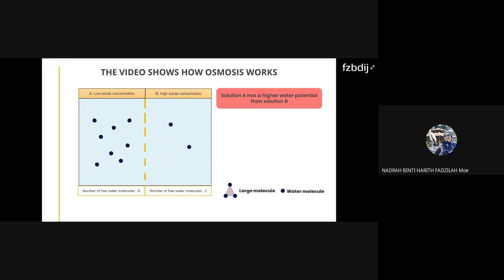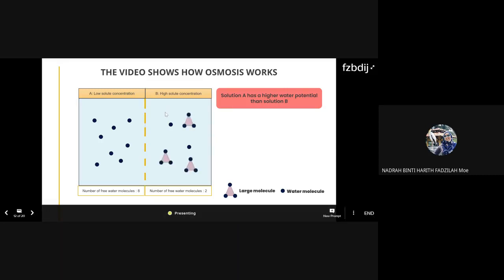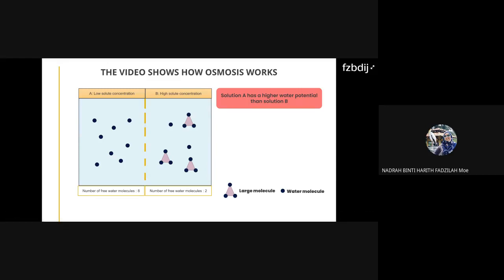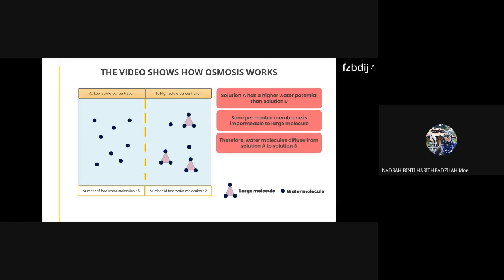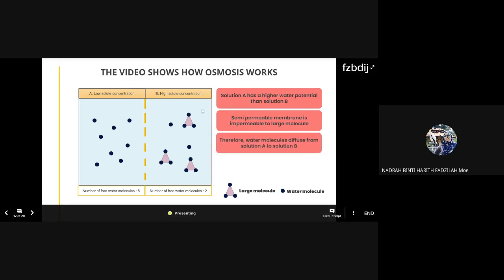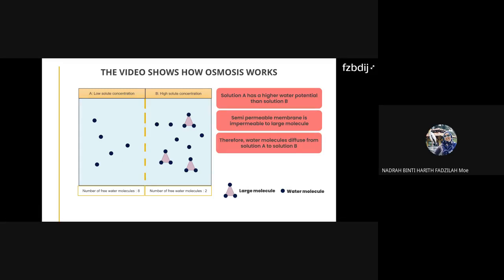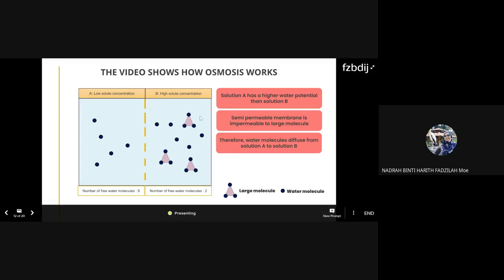Kita tahu kita tak boleh compare kepekatan large molecules sebab large molecules tidak boleh merentasi plasma membrane. So we know that there is a difference in water molecules. Water molecules will diffuse from solution A to solution B. So take a look at what happened. Some of the water molecules in solution A diffuse to solution B.